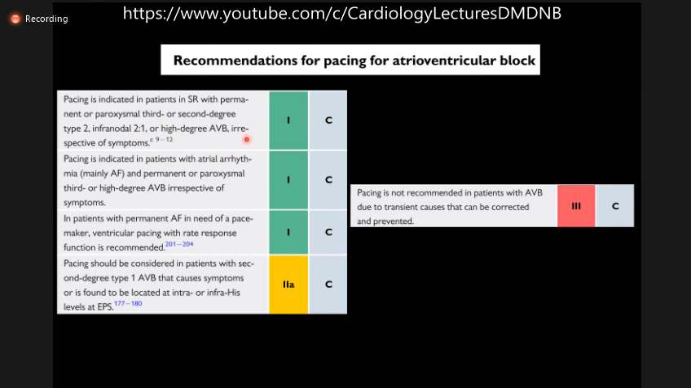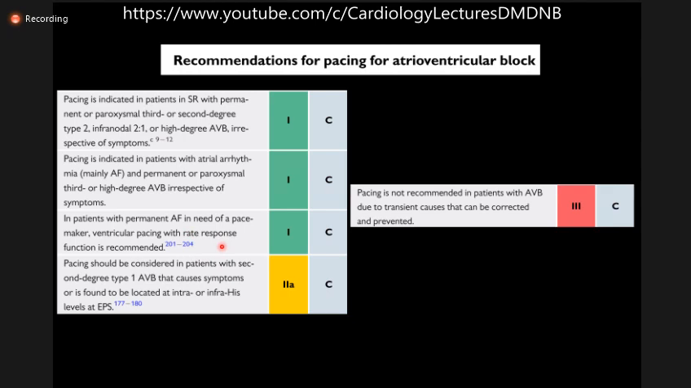What about pacing in patients with atrial arrhythmias, mainly AF, who have permanent or paroxysmal third degree or high grade atrioventricular block? Irrespective of symptoms, even this patient subset has a fair level of robust evidence to go ahead with permanent pacing. And in patients with permanent AF in need of a pacemaker, ventricular pacing, of course with the rate response function, is recommended. So that's class 1 with level of evidence C.